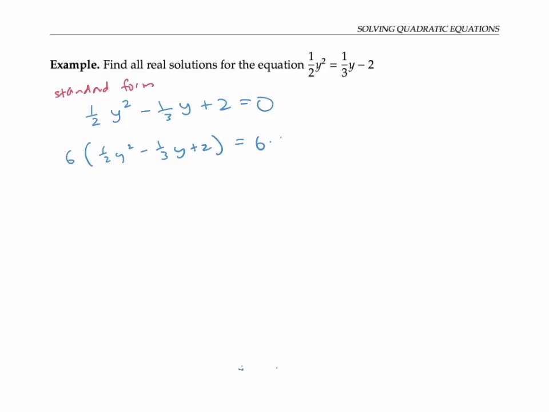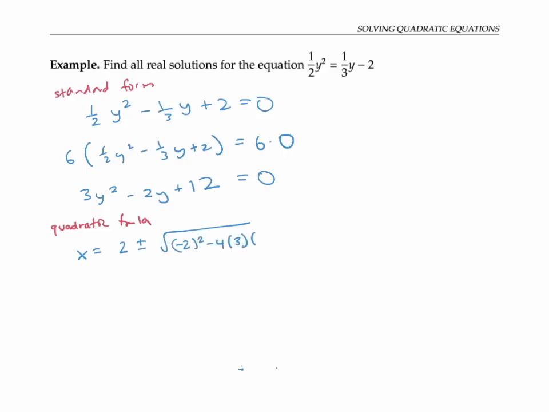I have to make sure I multiply both sides of the equation, but in this case, 6 times 0 is just 0. And when I distribute the 6, I get 3y squared minus 2y plus 12 equals 0. Now I could try to factor this, but I think it's easier probably just to plunge in and use the quadratic formula. So I get x equals negative b, that's negative negative 2, or 2, plus or minus the square root of b squared, minus 4 times a times c, all over 2a.